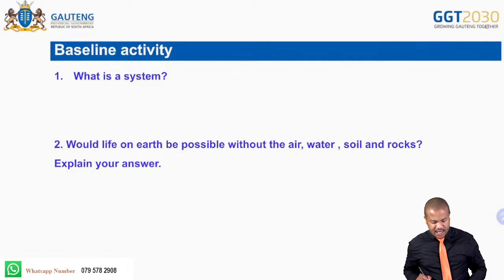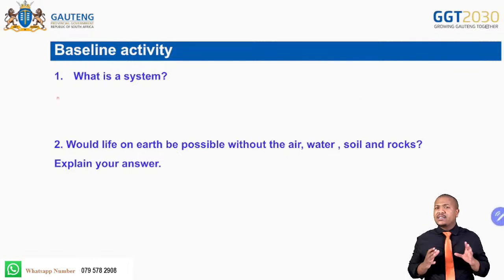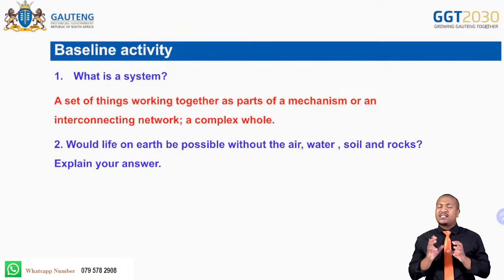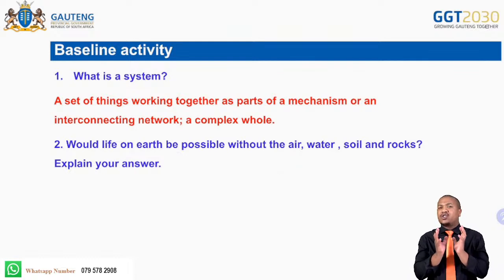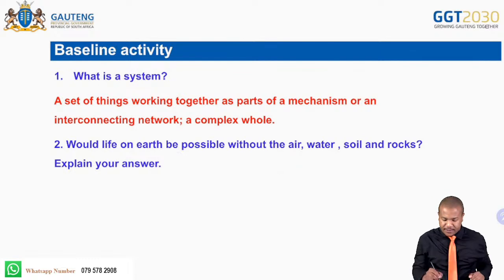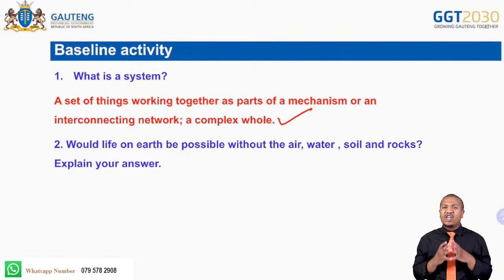So now, let's look at the solutions. Number one is asking, what is a system? A system is simply a set of different things working together as part of a mechanism or an interconnecting network. So it is a complex whole. In simple words, a system is just different parts that are working together for a specific function.